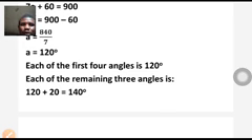So each of the first 4 is 120. Each of the remaining angles is 140. If you multiply 120 by 4 and 140 by 3, and add them together, you have 900. So that is where we are going to stop for today.